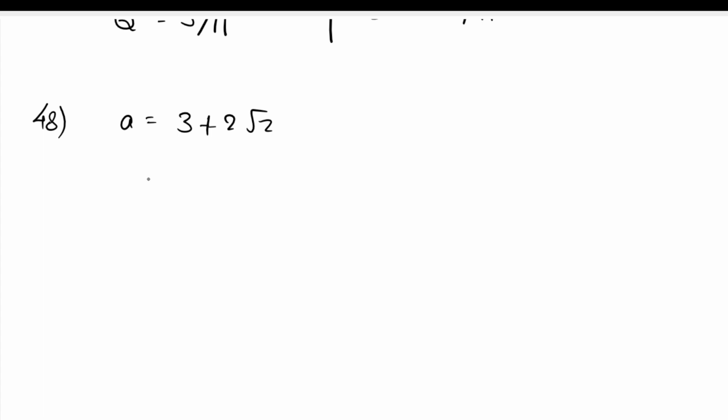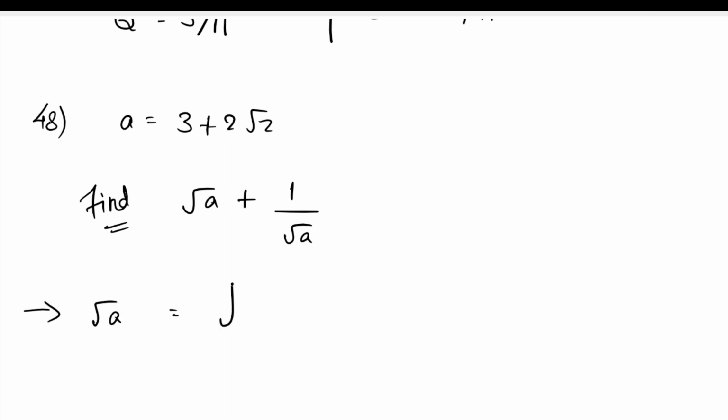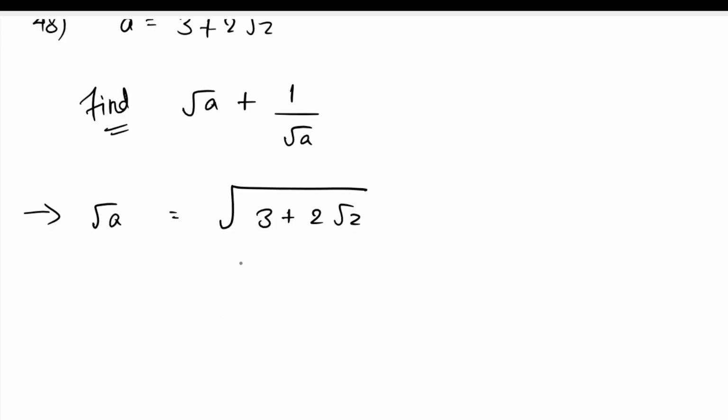So let's find out. They're asking us to find root A plus 1 by root A. So first let's find out what is root A, which is equal to square root of 3 plus 2 root 2. Now this one, I can write as square root. This 3, I'm writing as 2 plus 1, which is 3, plus 2 root 2. So 2 plus 1 is 3, and plus root 2 as it is I'm writing.